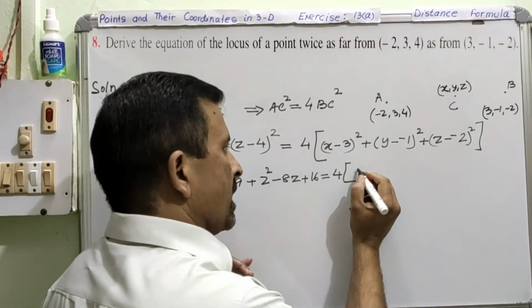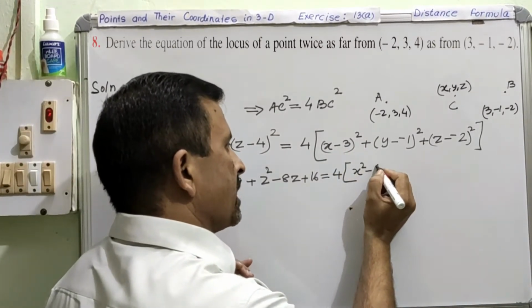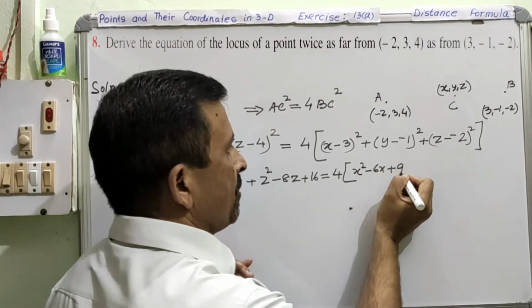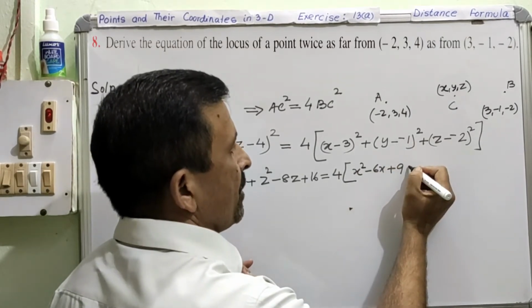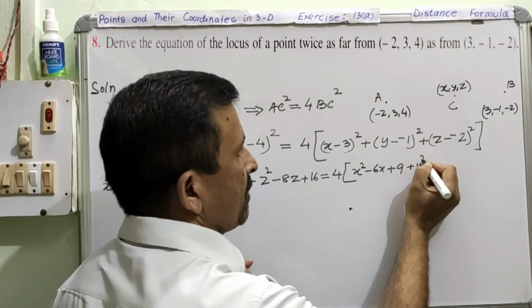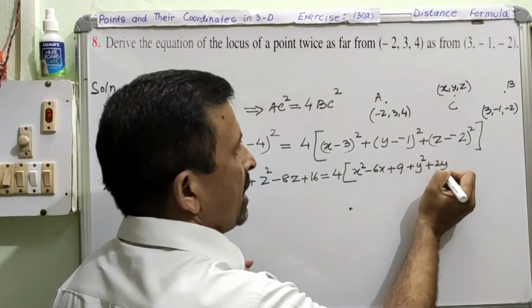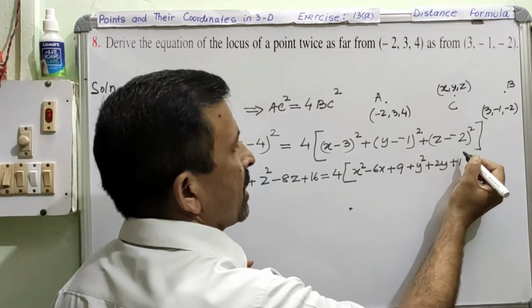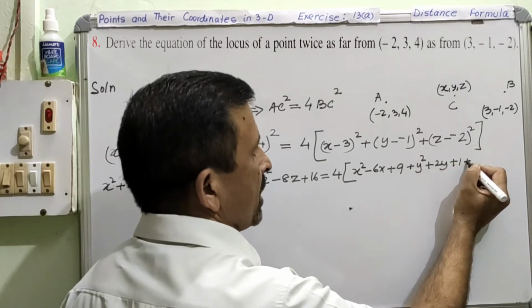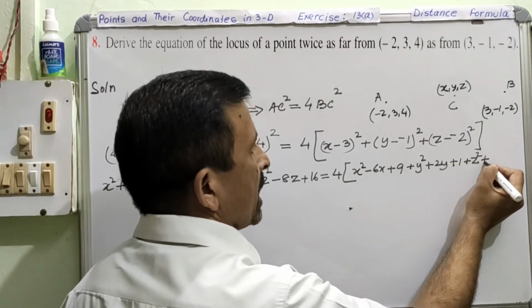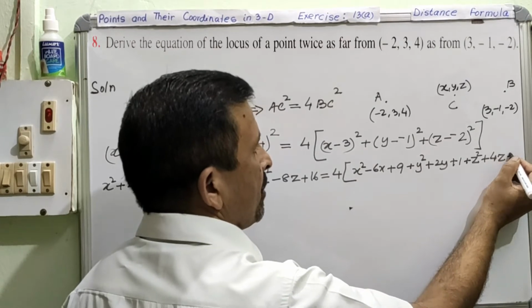X minus 3 whole square is X square minus 6X plus 9. This is a plus b whole square, Y plus 1. So this is Y square plus 2Y plus 1. And this is also Z plus 2. So it will become Z square plus 4Z and plus 4.